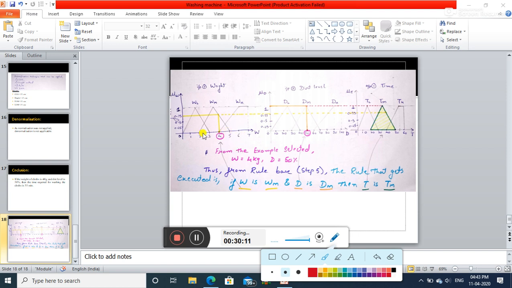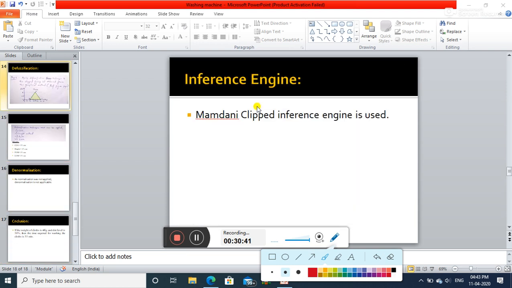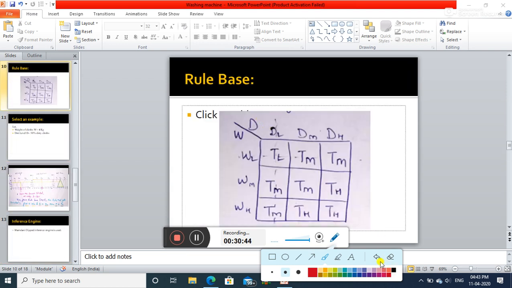Similarly, if we consider the weight to be 6 kgs, 6 kg is lying in the category of high weight, and let us say that the dirt level is also 90%. So this is also lying in the category of high. According to our rule base, weight is high, dirt level is also high. In that case, the time required for washing will be high.